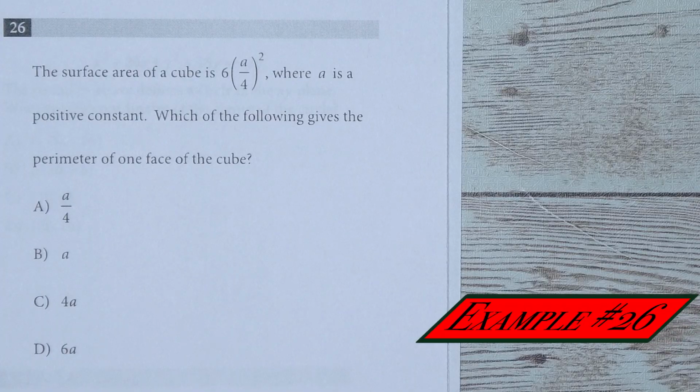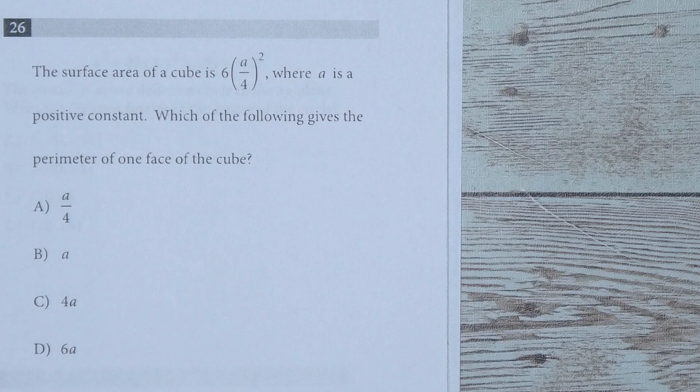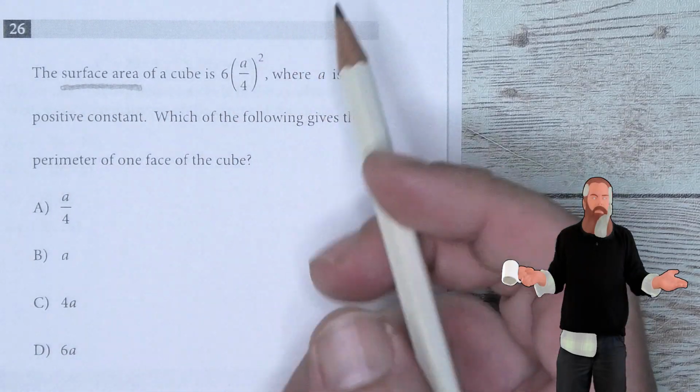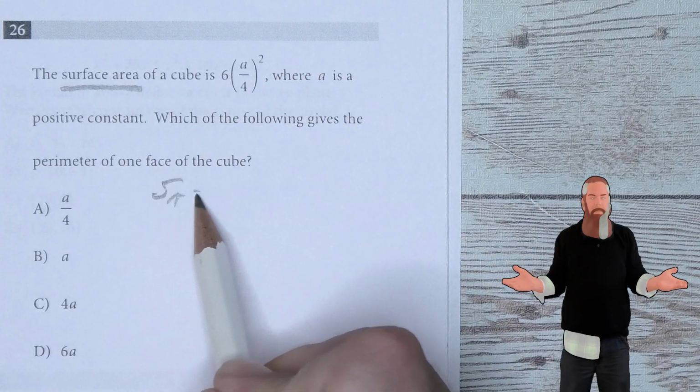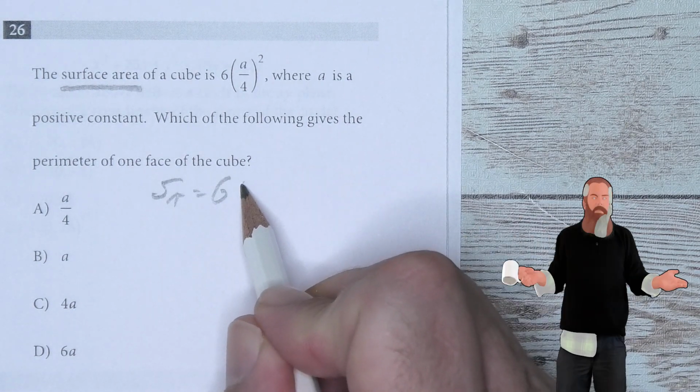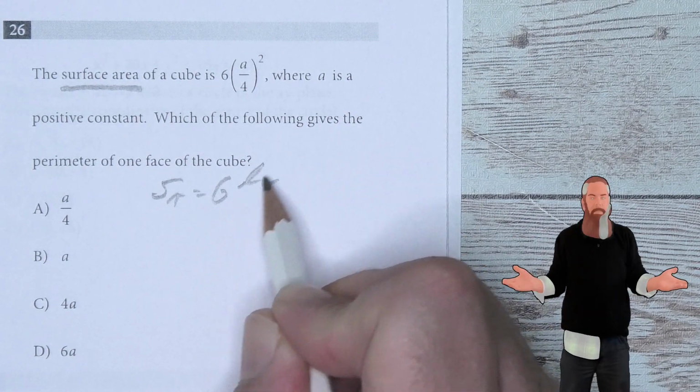The surface area of a cube is 6 times a over 4 squared, where a is a positive constant. Which of the following gives the perimeter of one face of the cube? So it said this is the surface area here. So the surface area is equal to 6 times the length times the width.